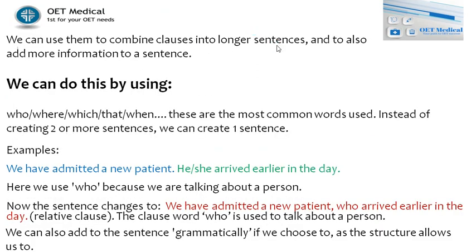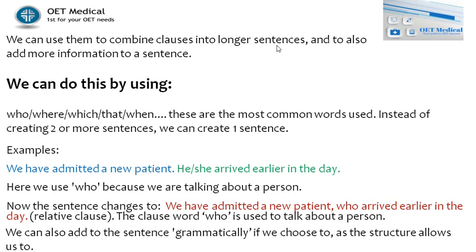Okay, we can also use relative clauses to combine information into longer sentences. And we can use them, subsequently, to add more information, which obviously makes the sentence longer. We can do this by using the words who, where, which, that, when. There are a few more, but for the letter, generally, this series of words is all you will need.